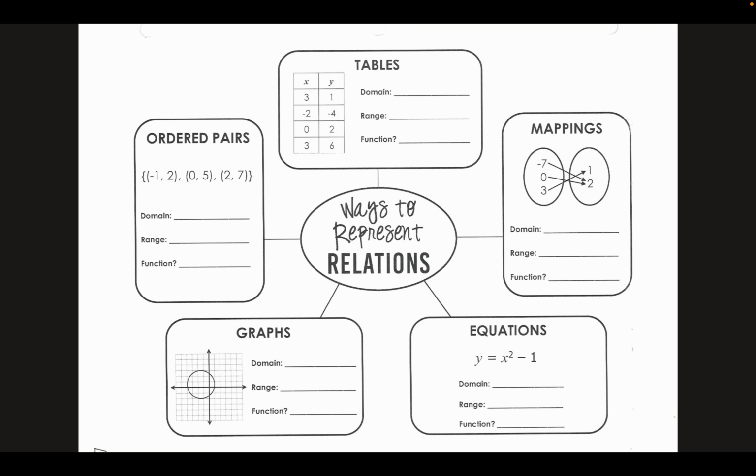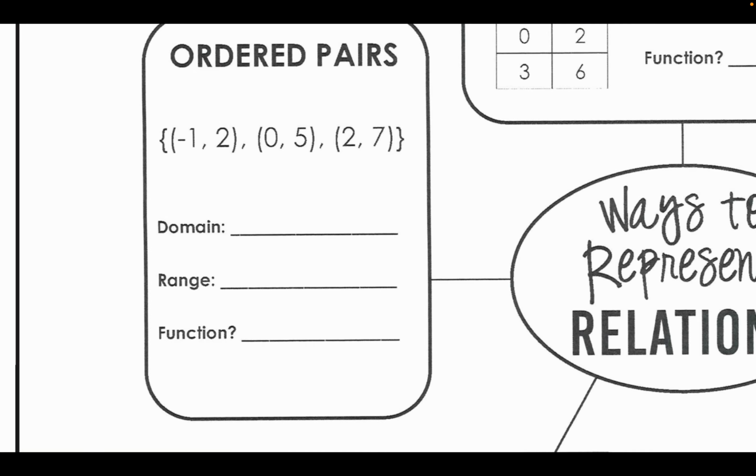I want to make that key. They're not all representing the same relation here on this problem, on this demonstration, on this visual graphic organizer. They're representing different relations. So ordered pairs is its own relation here in this case, and the domain here, the list of x values, would be least to greatest, -1, 0, 2. There was no repeating anyway, so you don't have to worry about that. Whereas for the range, the y values from least to greatest would be 2, 5, and 7. Is this one a function? Yes, because no x values repeat.